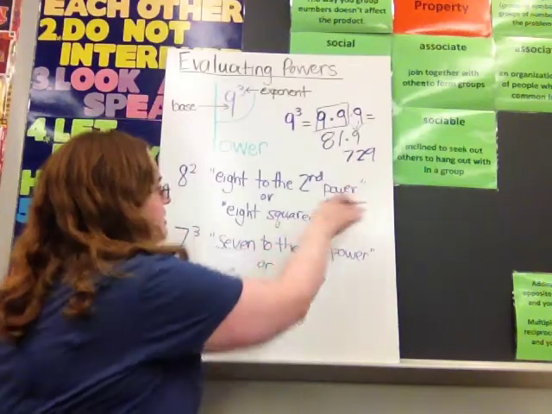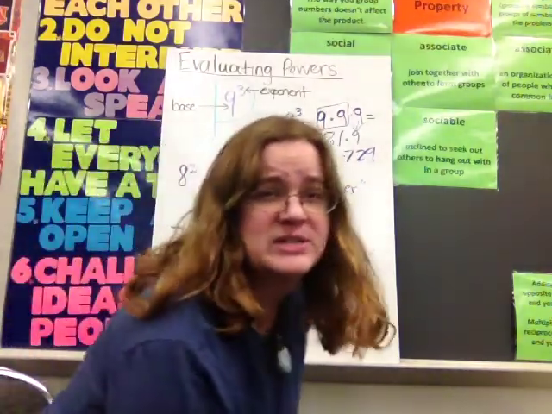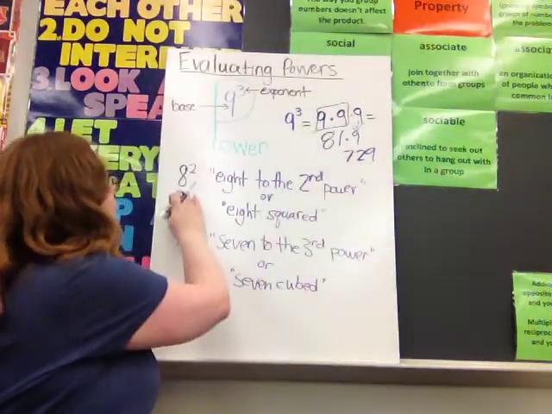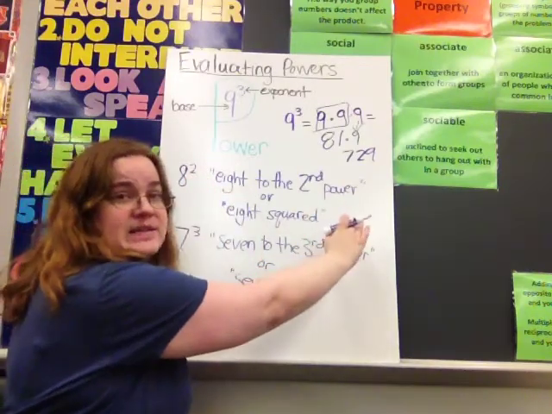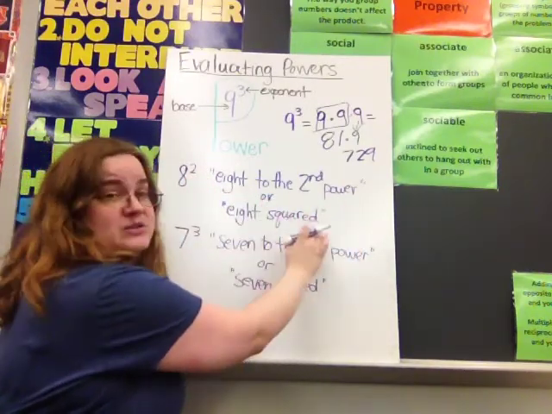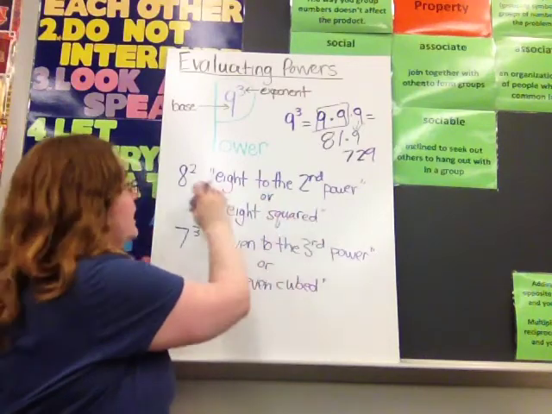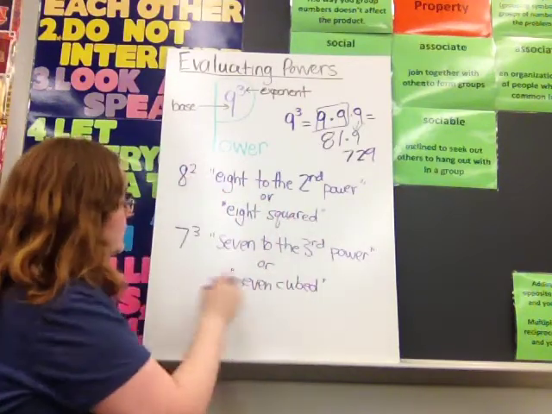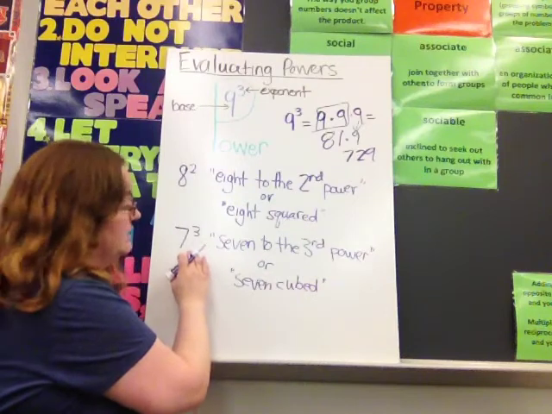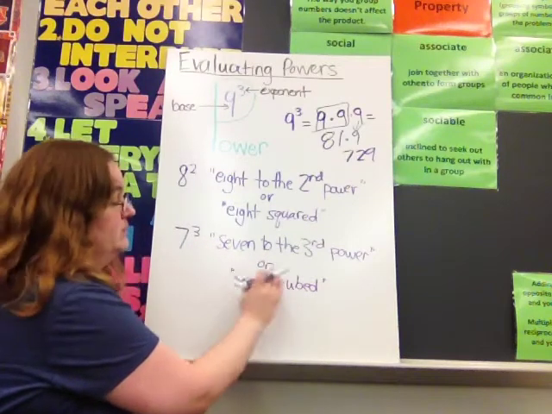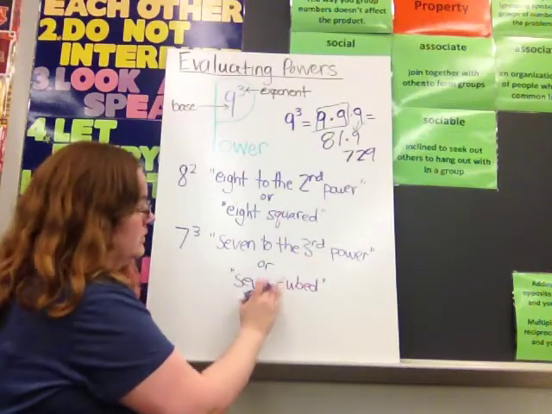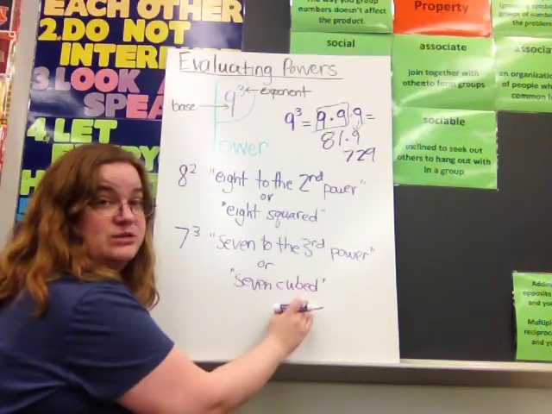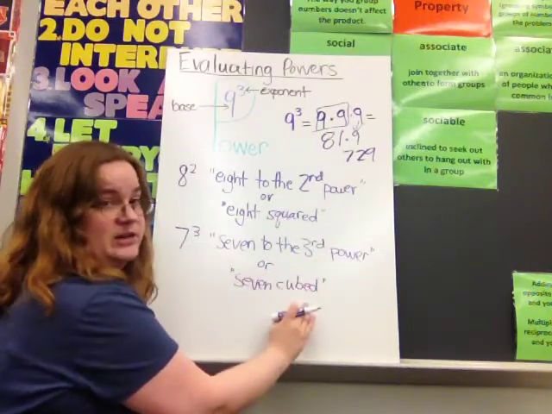All right, and let's just make sure that we know how to read these when we see them, to make sure that they're all proper. 8 to the second power is one way that I can say that. Or I can say 8 squared, and I can only use squared when I have to the second power. Or I can use, say, 7 to the third power as another example. You can see I'm just naming the base and the exponent. Or I can say 7 cubed, because whenever I have to the third power, it can be cubed.